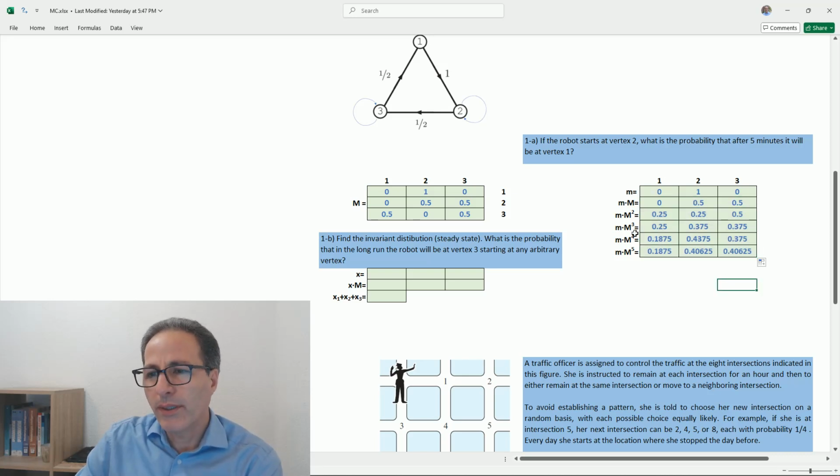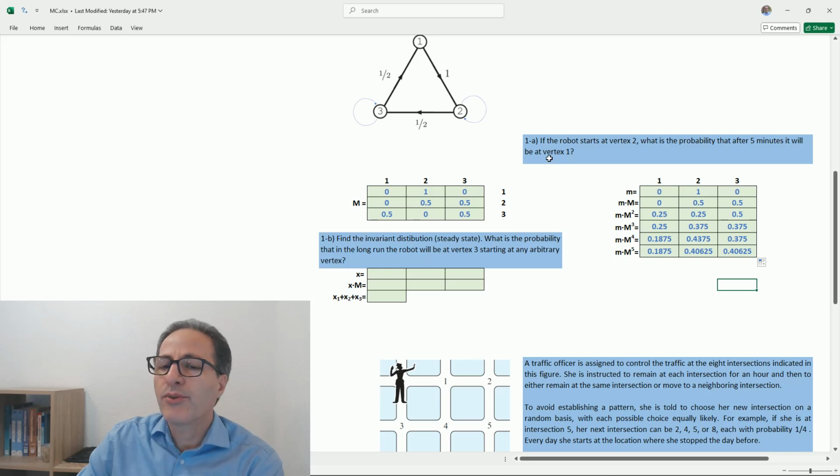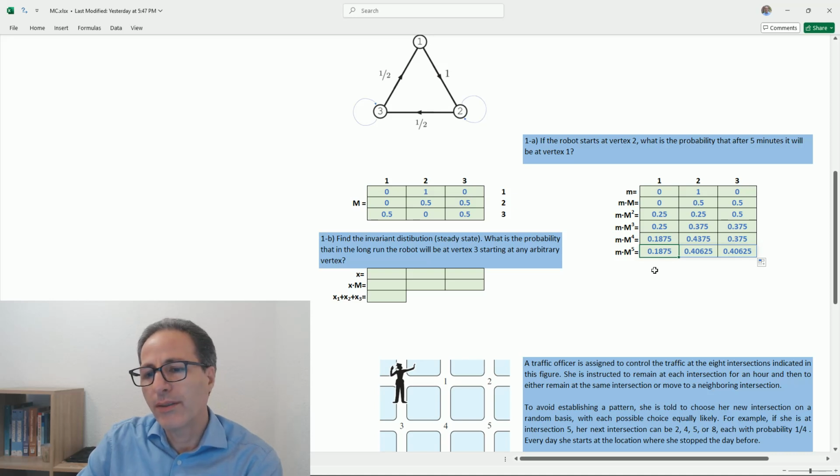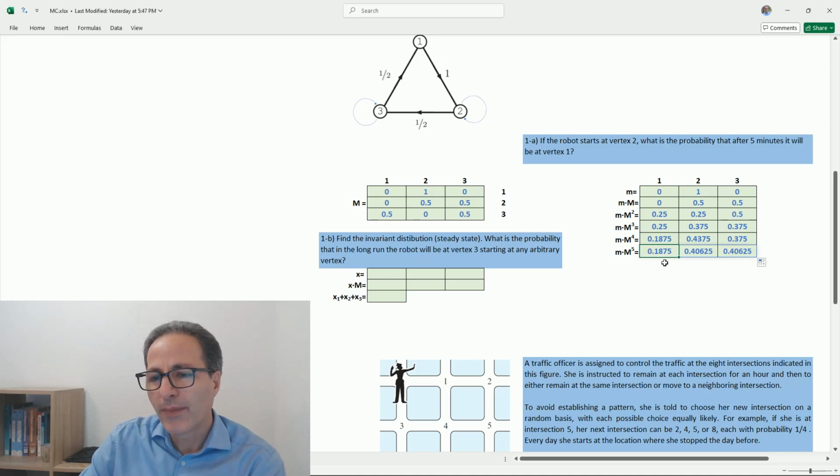Now, what was the question? After 5 minutes, with what probability is it going to be at vertex 1, or at state 1? At vertex 1, this is the answer for that. So the solution is going to be 0.1875. So this is the answer for part A of this question.